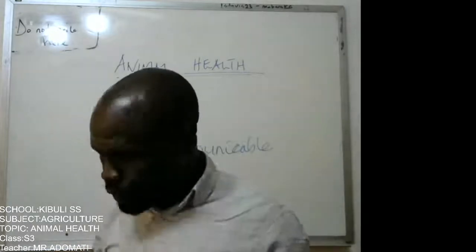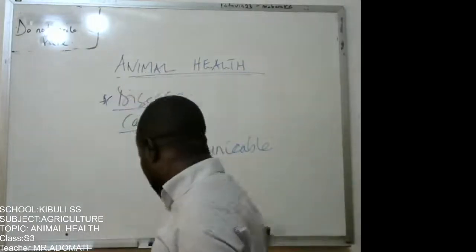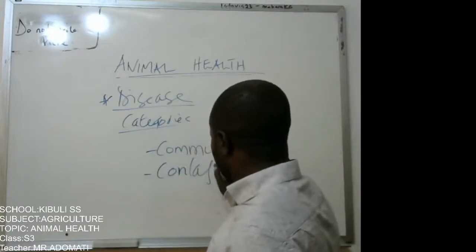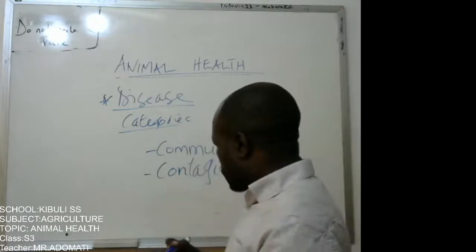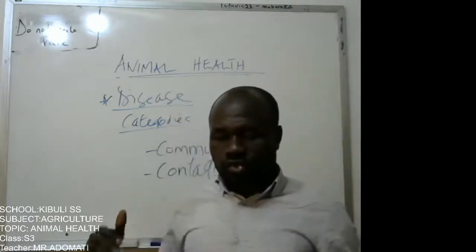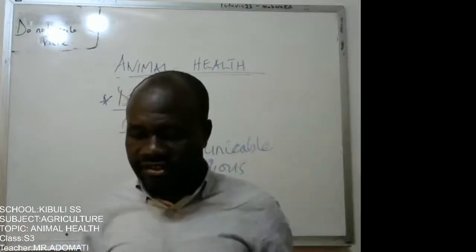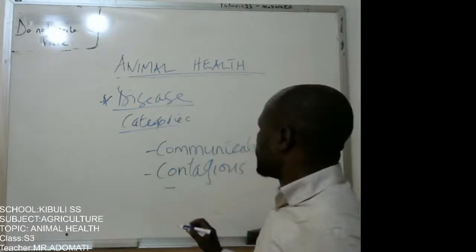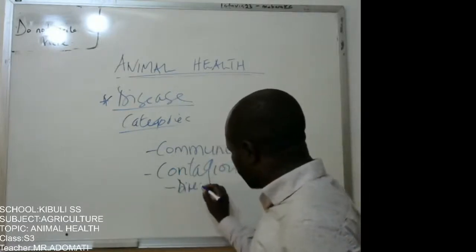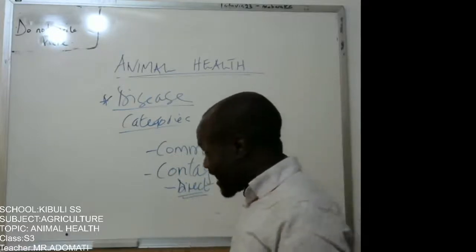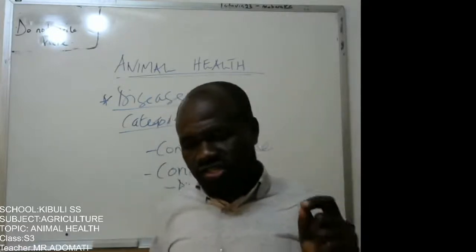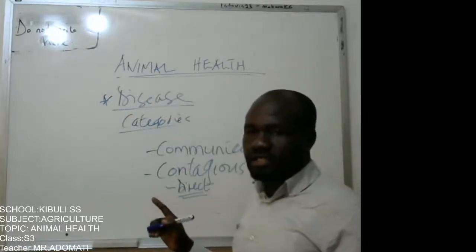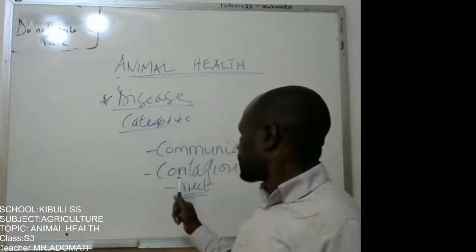Then the fourth group are what we call the contagious diseases. Now, that word contagious, when do we say a disease is contagious? A contagious disease is a disease that can only be spread through direct contact. Only through direct contact. A contagious disease is one that can be transmitted through only direct contact. Indirect contact, it can't be transmitted.